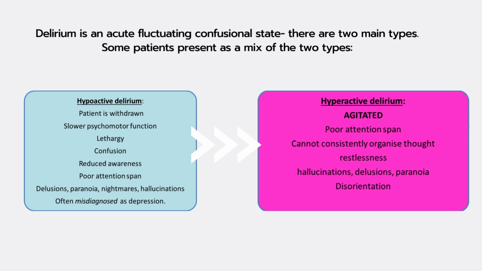One type is the withdrawn type, or hypoactive delirium. The patient is withdrawn, they show slower psychomotor function, they appear lethargic, withdrawn, confused, not particularly with it. They have a reduced awareness. They can't concentrate or pay attention. They may not be verbalizing, but they will probably be experiencing in the background delusional beliefs such as paranoia and feeling that staff are out to get them. They may believe that they're somewhere other than the hospital, and they're likely to be having nightmares or wakeful hallucinations.